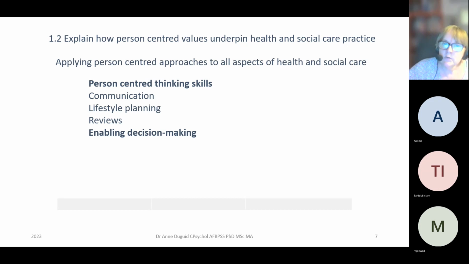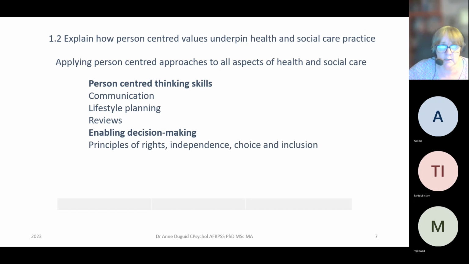We need to enable the decision making, and this is important about inclusion, because everyone has the right to be included and take part in every aspect of their life, and especially in these situations, decisions about health and social care. These go back to, again, they have these rights. We want to encourage independence, we want to encourage choice and inclusion. So it's not a case of saying, oh, by the way, Mr. So-and-so, this is how it is, and that's all there is to it.